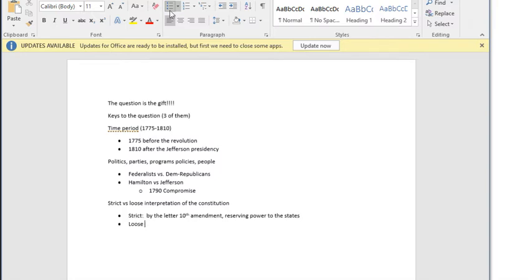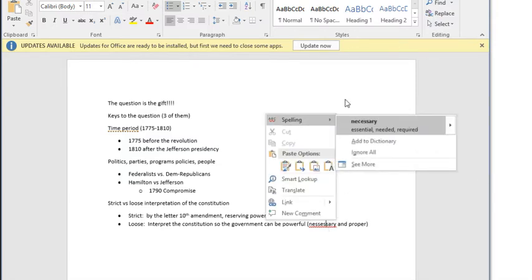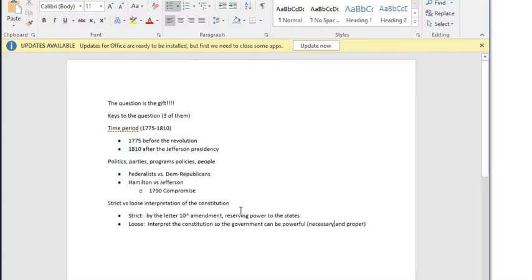All right, loose interpretation, okay? You need to interpret the Constitution so the government can have power. All right, this is the necessary and proper clause. Okay? Got that? Strict interpretation by the letter, reserving power to the states, right? That is the Jeffersonian interpretation. The loose interpretation is the Hamiltonian interpretation.